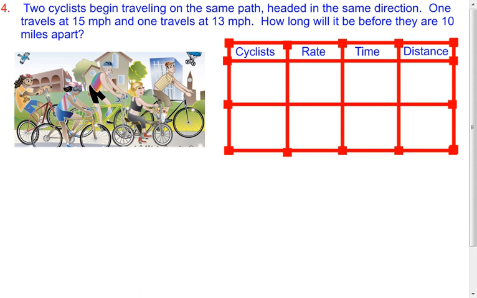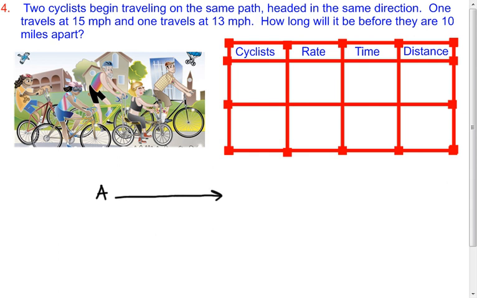The next one's just a little bit different. Two cyclists begin traveling on the same path, headed in the same direction. One travels at 15 miles an hour, and one travels at 13 miles per hour. How long will it be before they are 10 miles apart? All right, so this is a little bit trickier here. So we have the first cyclist here. Let's call it cyclist A. That cyclist travels 15 miles an hour.